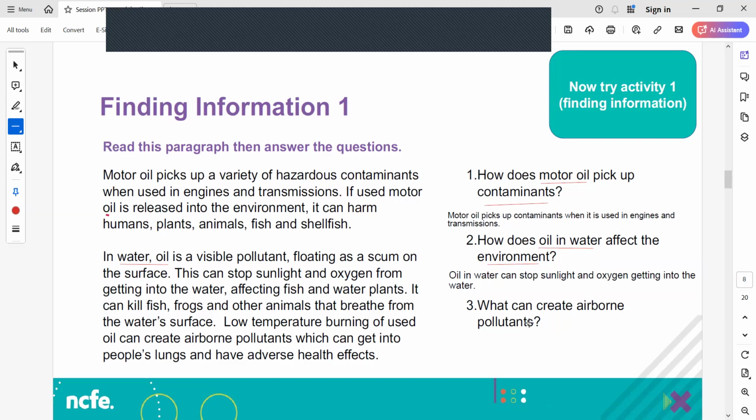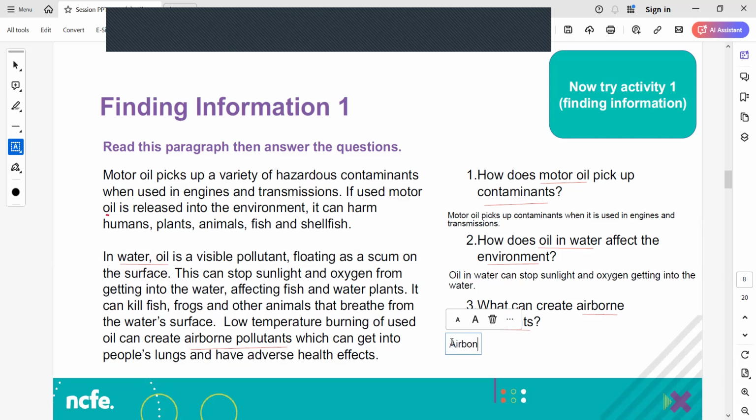So what are our keywords? Airborne pollutant. Good. So then we're going to scan the text for those words. Here they are. So let's read that sentence. Low temperature burning of used oil can create airborne pollutants. So it doesn't ask us about what the effects are. It just asks us how they're created. So that's all we need to put in.